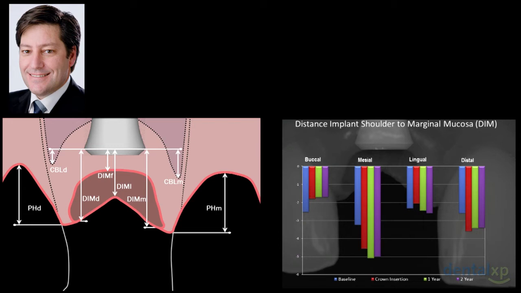But look what happened at the mesial papilla. Before inserting the crown, 3.2 millimeters. As soon as we insert the crown, it goes to 4.5, over 5 millimeters at 1 year, and remains at the same level 2 years after. So that means that the way your prosthesis interacts with this peri-implant soft tissue has an impact on the shape, morphology, and architecture of that transition zone or emergence profile, or the configuration of the peri-implant soft tissue.